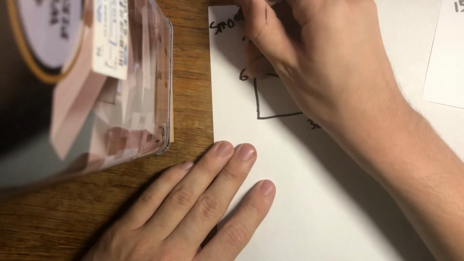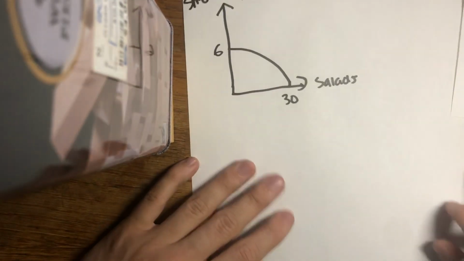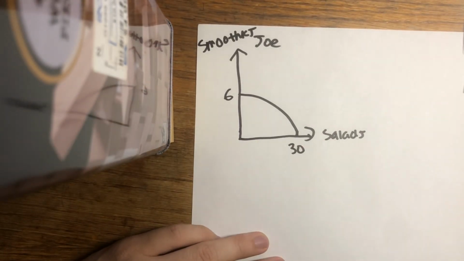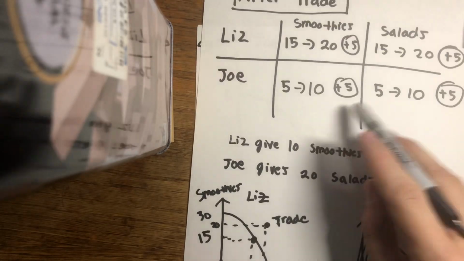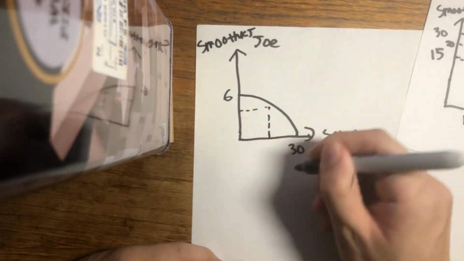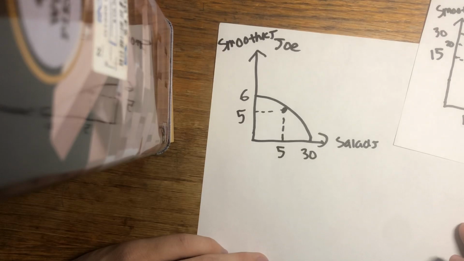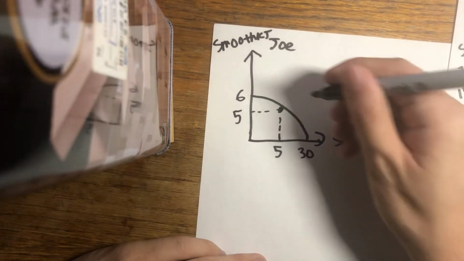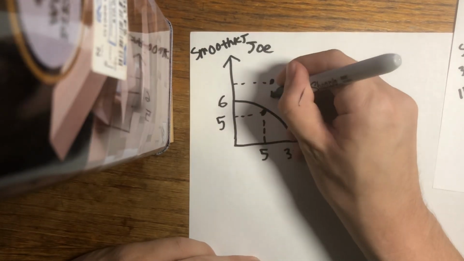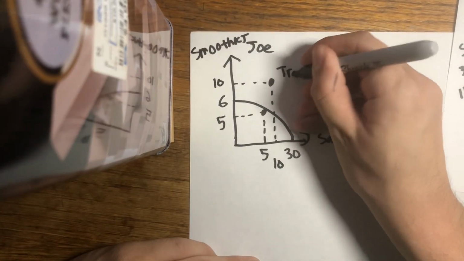We have smoothies and salads. In this case, his old outcome was that he only could have 5 and 5. So let's draw that. He had 5 and 5. Again, not completely drawn to scale, absolutely not. This is just a rough sketch. But now under the new equilibrium, he can get 10 and 10. And this is from trading.